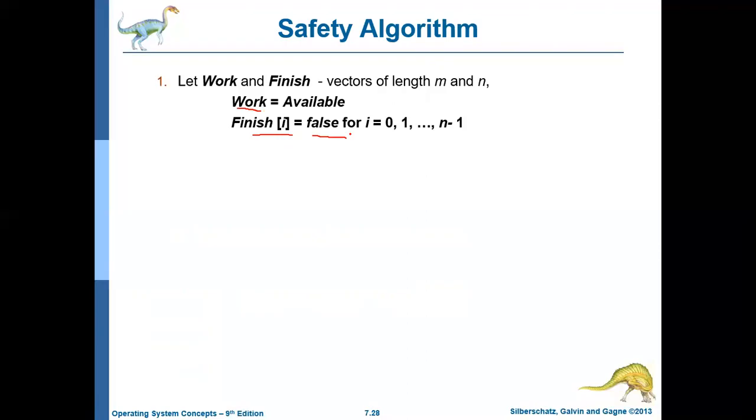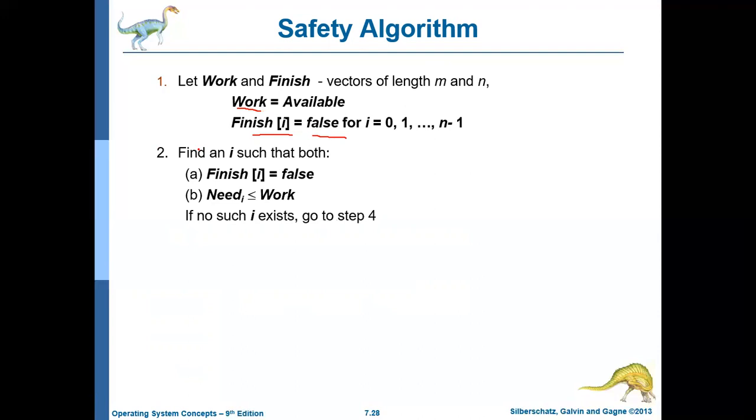So this is the first step in the safety algorithm. This is the initialization step. What we are doing is we are just assigning work equal to available, which means work will have the same thing as available. Available contains how many instances of each resource type are currently available with the operating system. Now work will also have the same thing. And we are initializing all contents of finish as false, which means that none of the processes has completed.